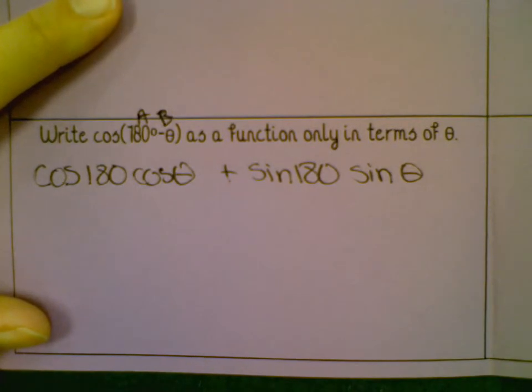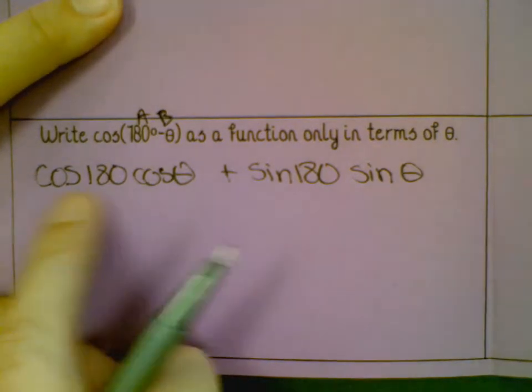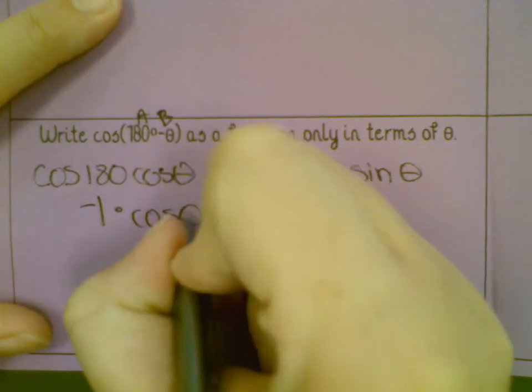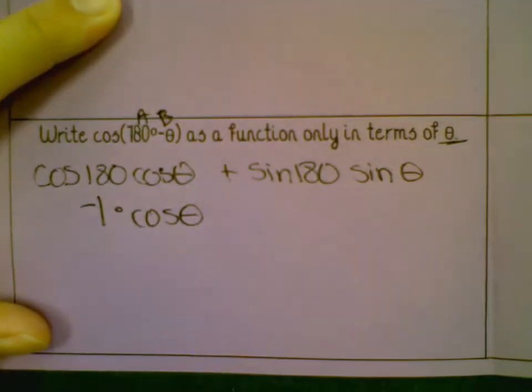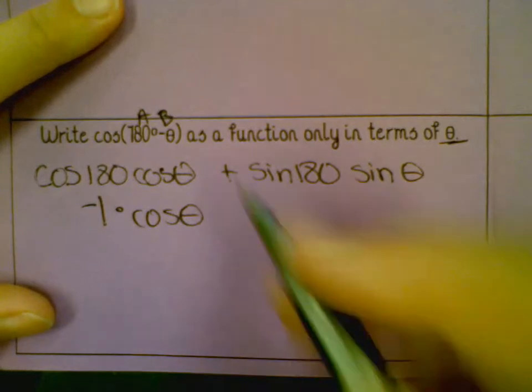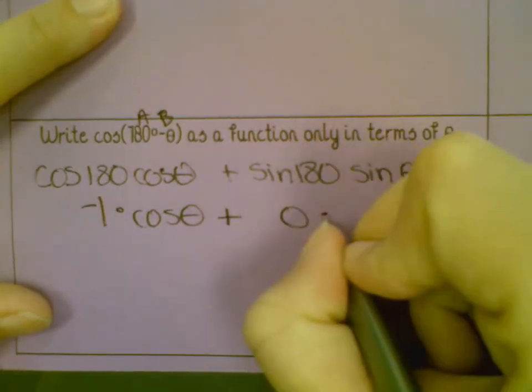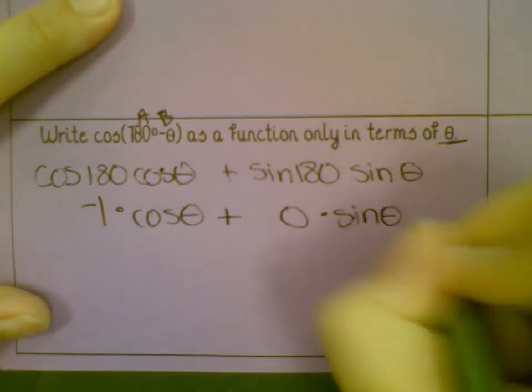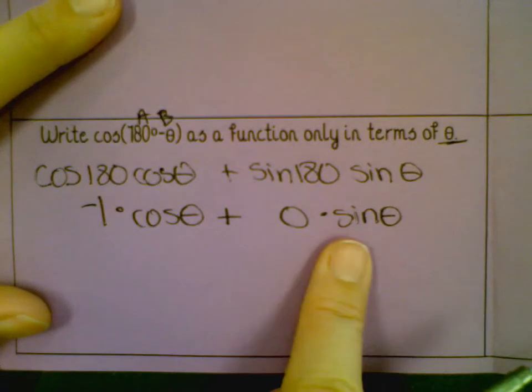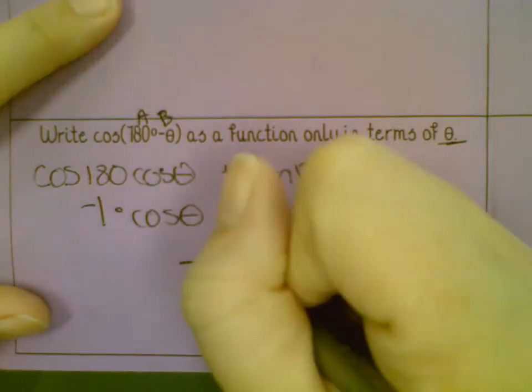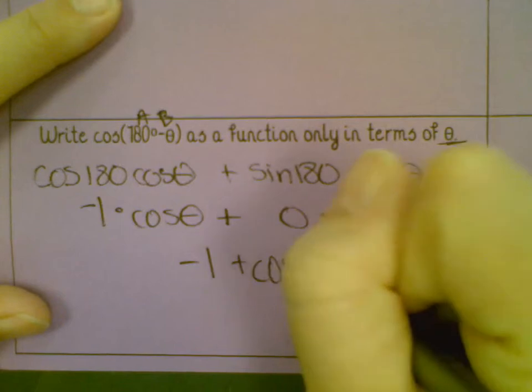So our a value was 180, so that's one that we can take the value for. Cosine of 180 is equal to negative 1. The one with theta, we just have to leave it, and since it's said in terms of theta, we're good. The sine of 180 is 0 times the sine of theta. So when we cancel that out, we just end up with negative 1 plus cosine of theta.